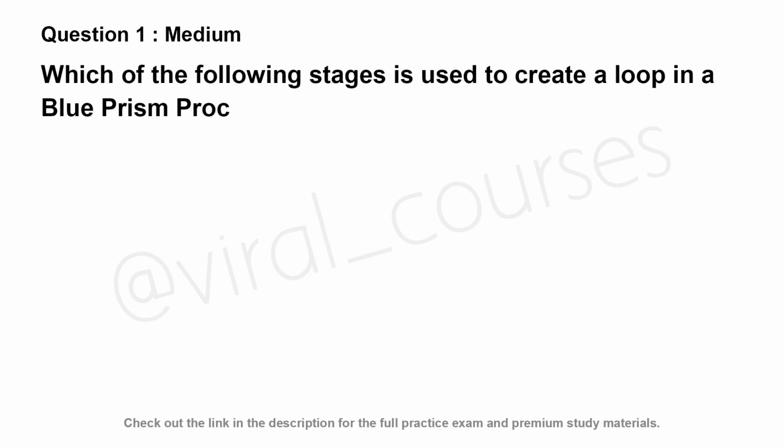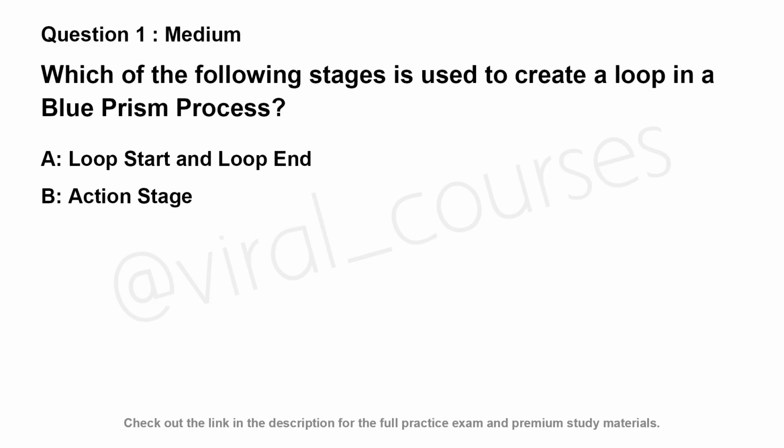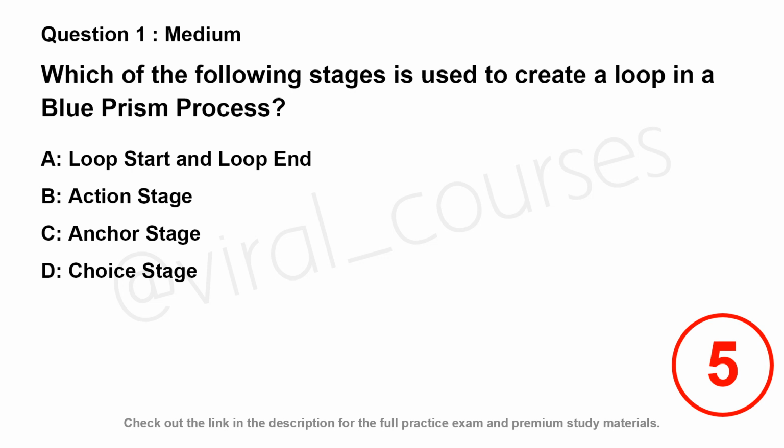Which of the following stages is used to create a loop in a Blue Prism process? Option A, loop start and loop end. Option B, action stage. Option C, anchor stage. Option D, choice stage.